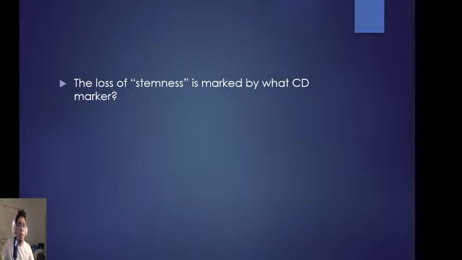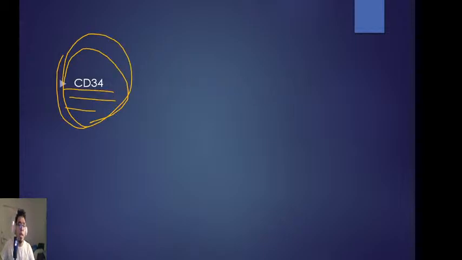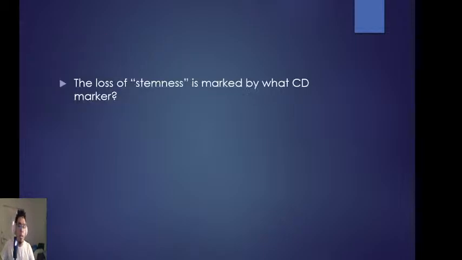All right? They call it stemness. The loss of stemness means that it is going to be a committed stem cell, or it's going to be part of the common lineage lines. It's going to be the CD38 marker. All right? So the youngest, 34. The loss of stemness is at 38.